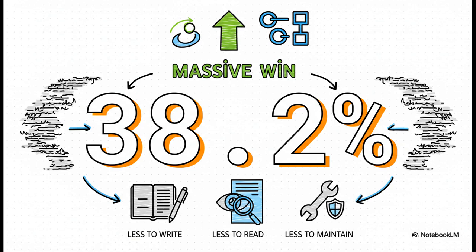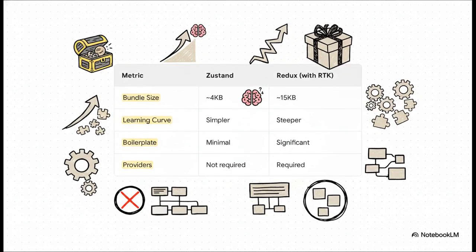A 38.2% reduction in boilerplate code. Just think about that for a second. That's almost 40% less code you have to write, read, and maybe most importantly, maintain. That is a massive win for your team's productivity. So let's break this down point by point. First up, bundle size. Zustand is tiny, around 4 kilobytes, which is just a fraction of Redux Toolkit's 15.